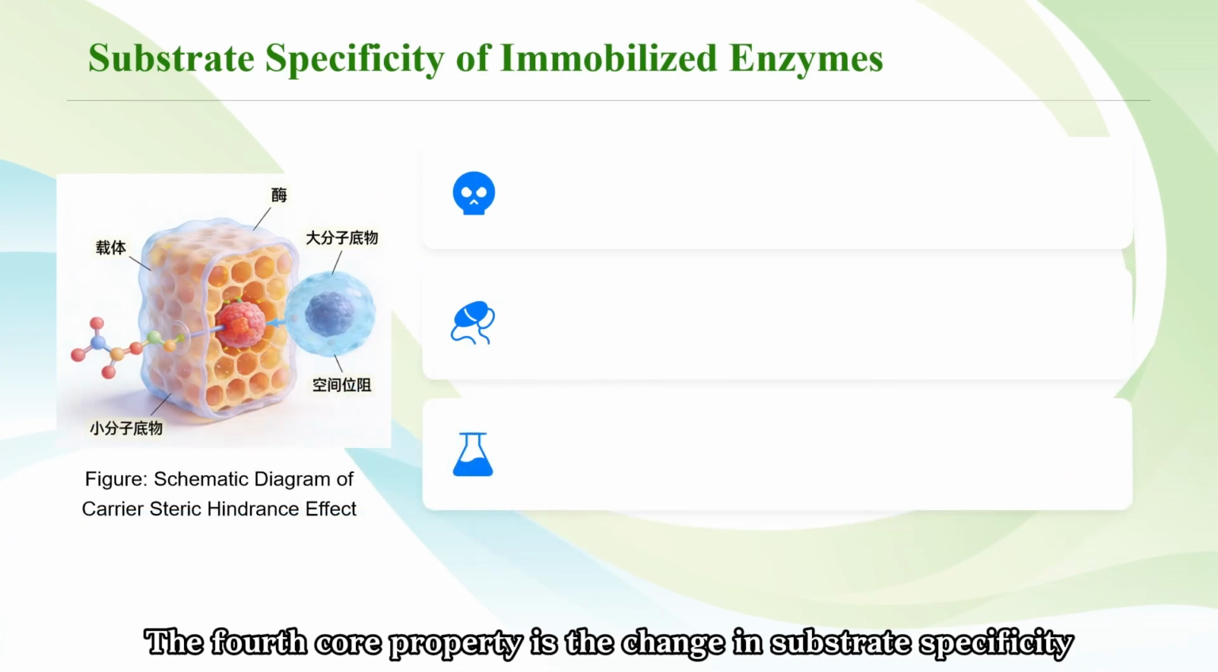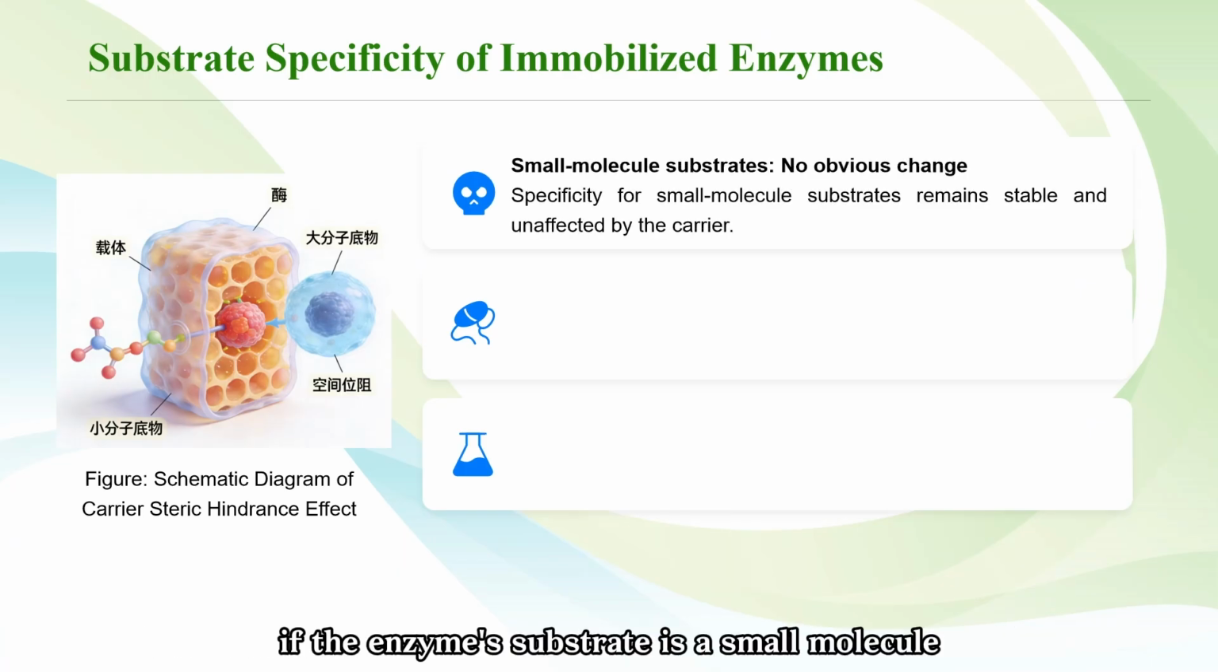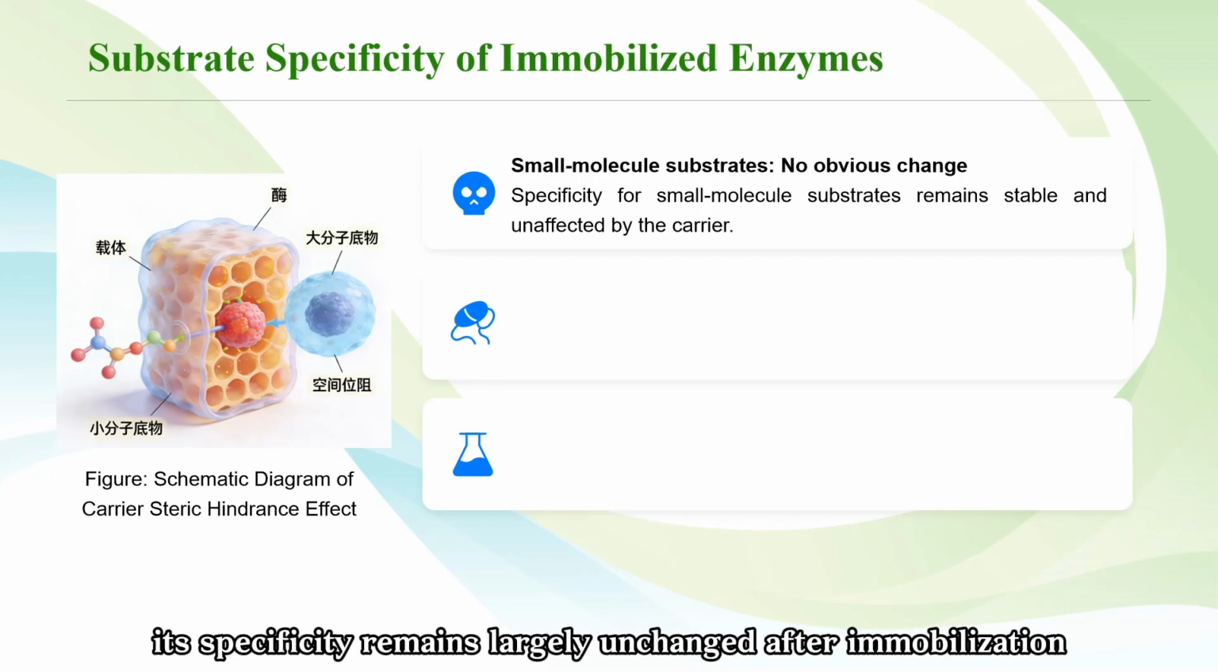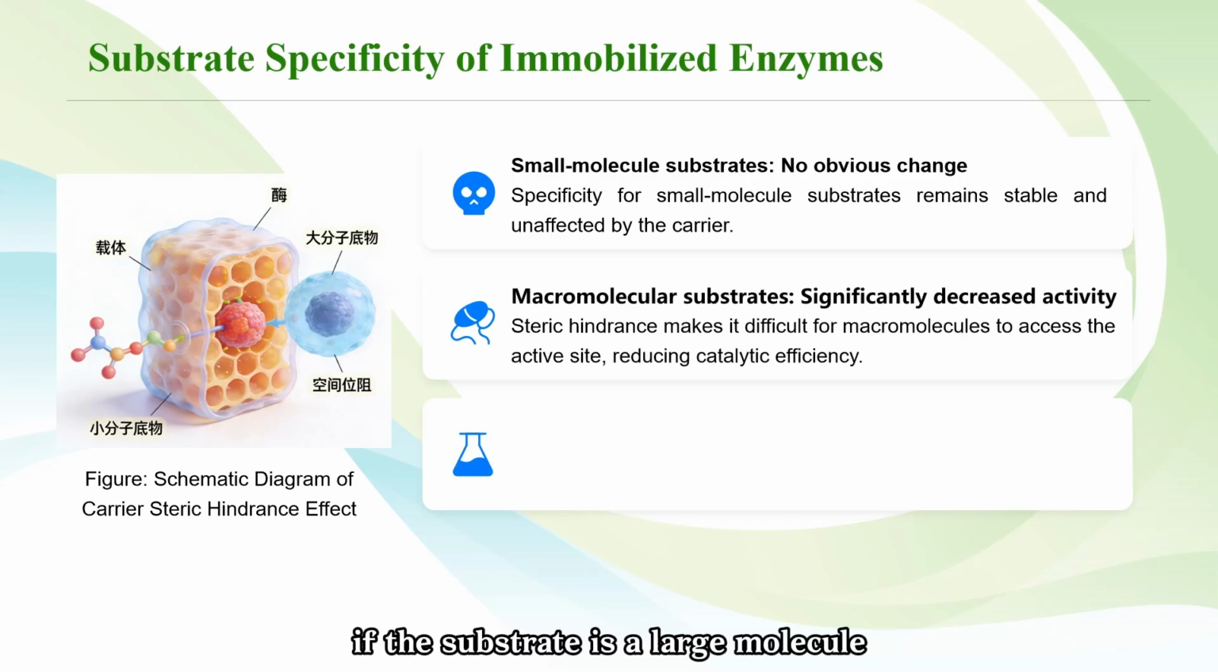The fourth core property is the change in substrate specificity. Simply put, if the enzyme's substrate is a small molecule, its specificity remains largely unchanged after immobilization. However, if the substrate is a large molecule, such as a protein, the situation is different. This diagram explains the reason well. The support itself forms a physical barrier, that is what we call steric hindrance.